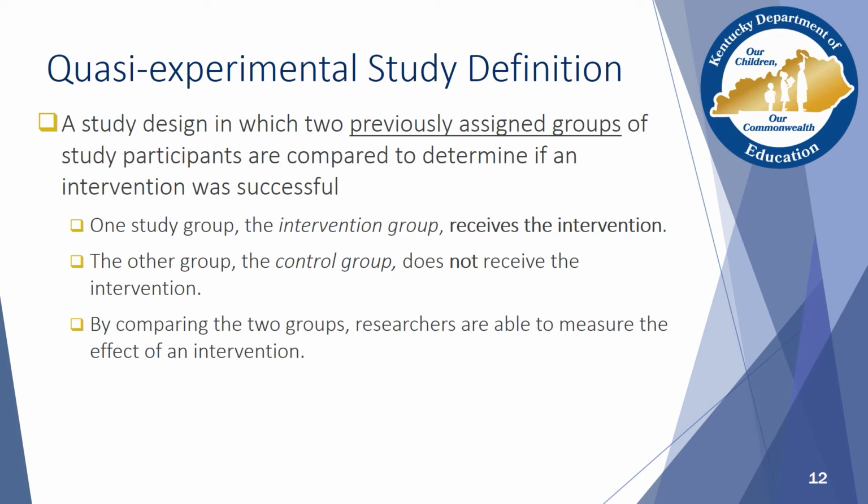A quasi-experimental study design is a study design in which two previously assigned groups of study participants are compared to determine if an intervention was successful. One group, the intervention group, receives the intervention. The other group, the control group, does not receive the intervention. By comparing the two groups, researchers are able to measure the effect of an intervention.